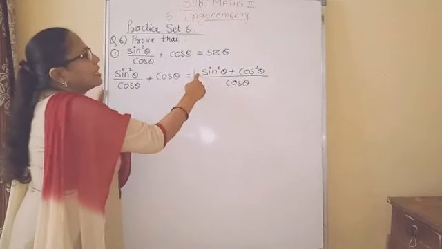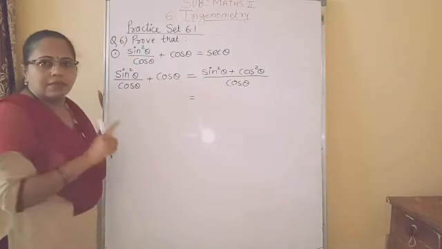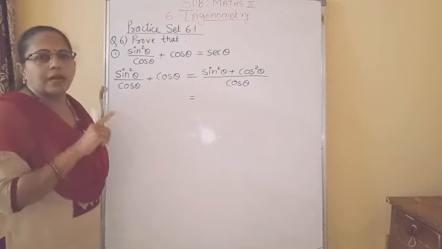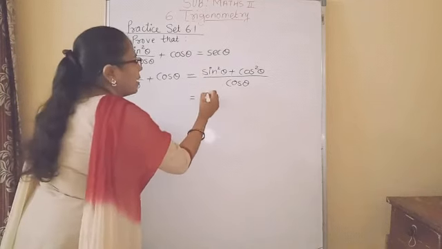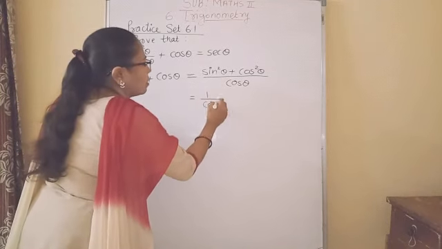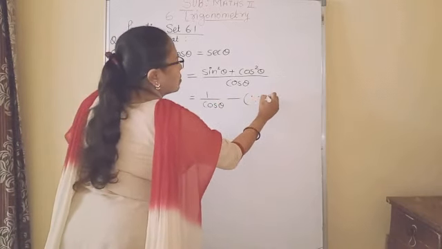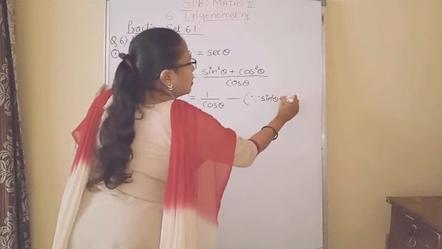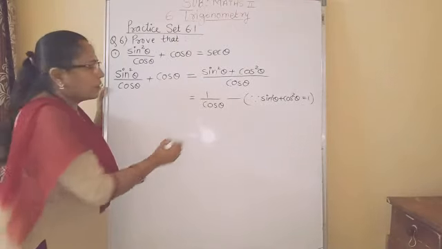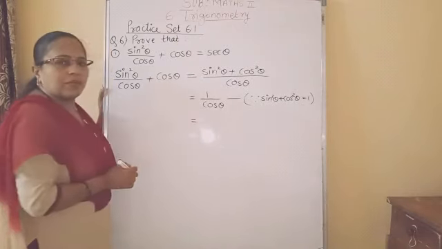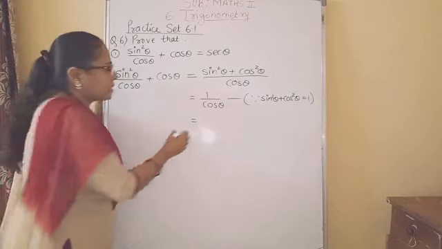Equal to, now see here in numerator we got sin square theta plus cos square theta and we know the identity, first identity, sin square theta plus cos square theta is equal to 1. So this answer we will get 1 upon cos theta, and here the reason we will write: because sin square theta plus cos square theta is equal to 1. Followed? Now here we will use the relation between trigonometric ratios, as we know that 1 upon cos theta is equal to sec theta.